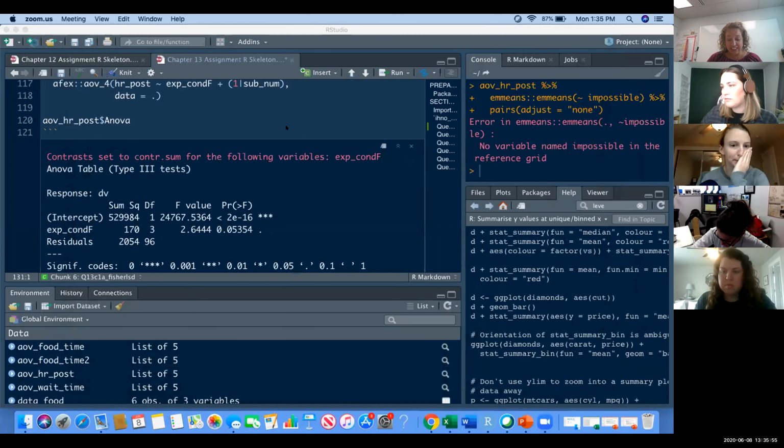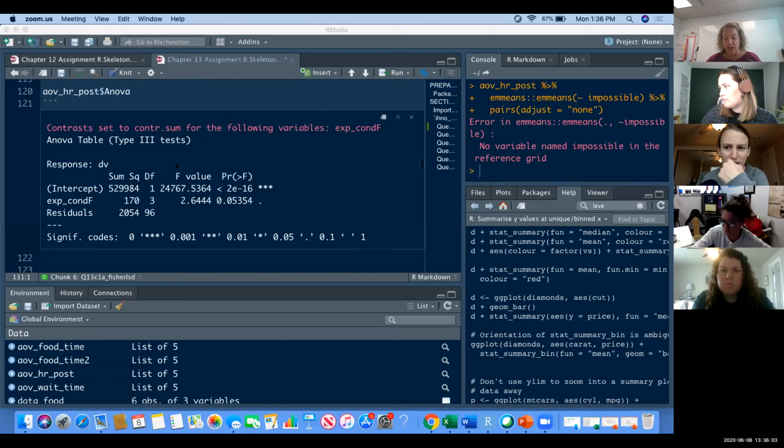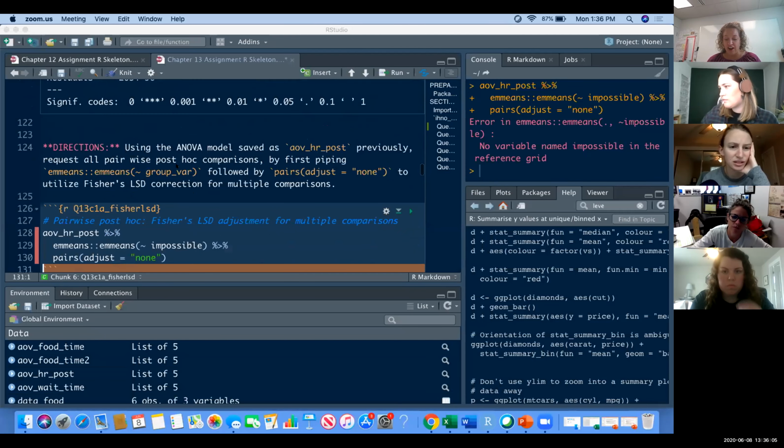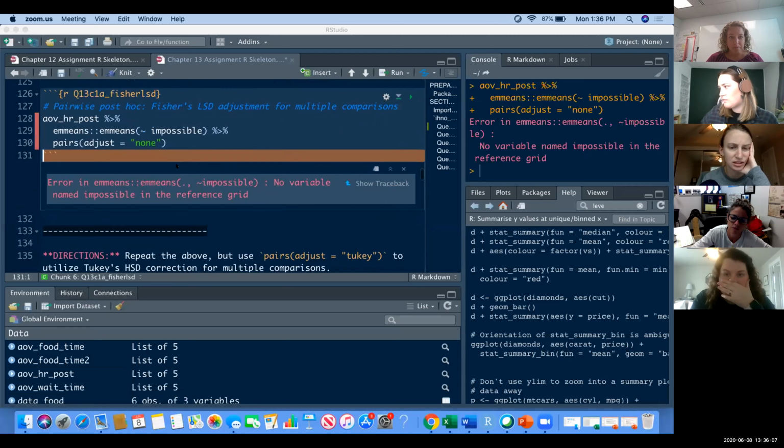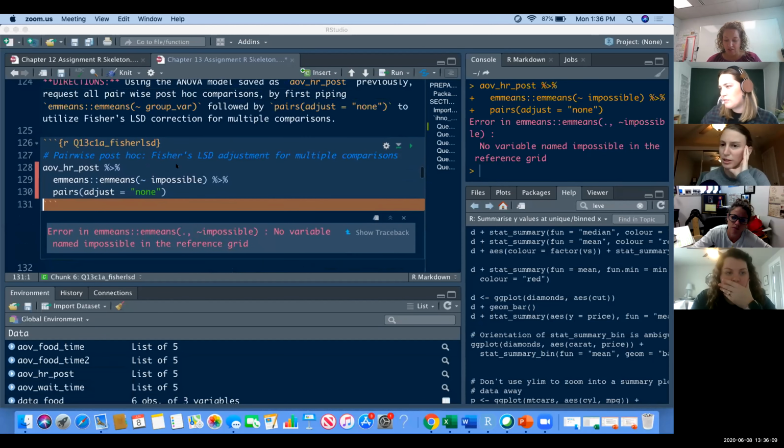Okay, so we're going to start with a question on chapter 13. Chapter 13, section C, using Eno's data set, comparing the impossible to the other conditions as far as the post-quiz heart rate.